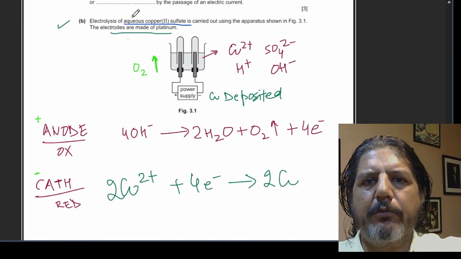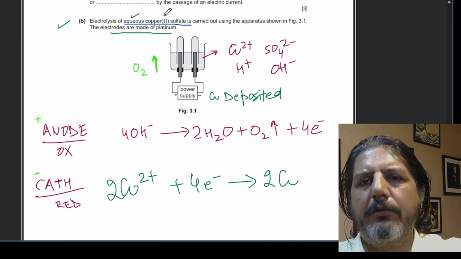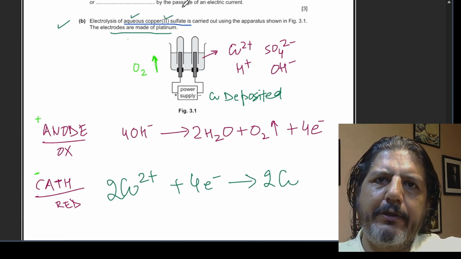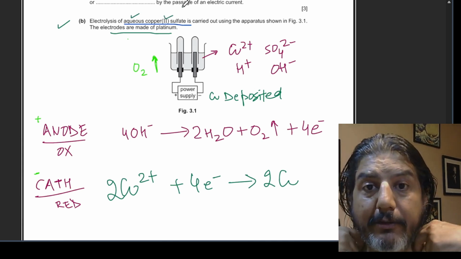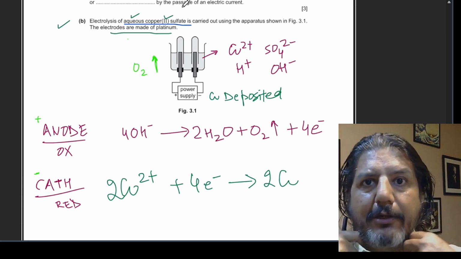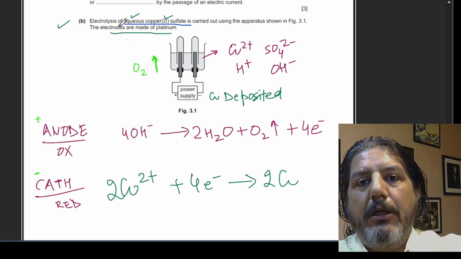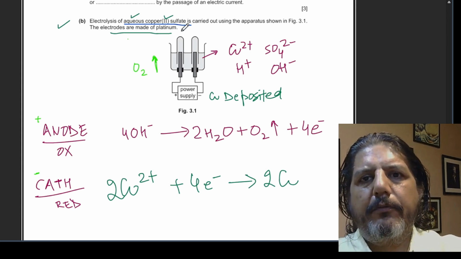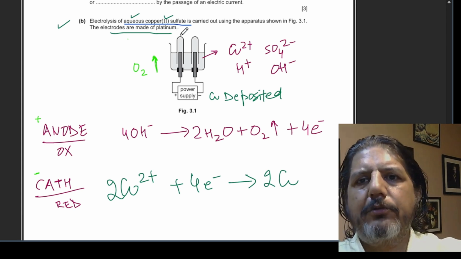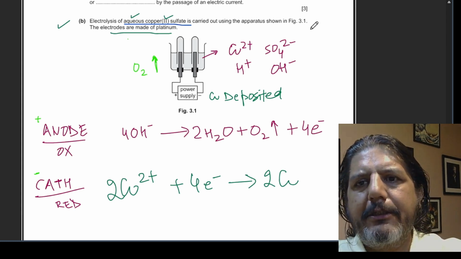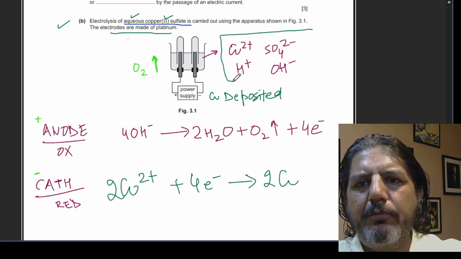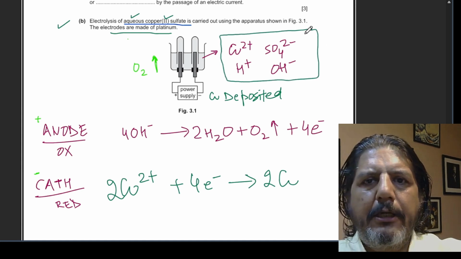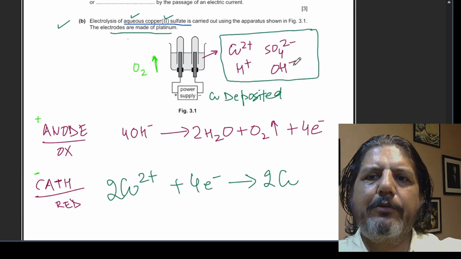It's an aqueous copper sulfate solution. They haven't mentioned the concentration, so this would be dilute. So we will go ahead with the understanding that this is a dilute copper 2 solution. These are the ions that we have: Cu2+ ions, sulfate SO4 2- ions, H+, and OH-.